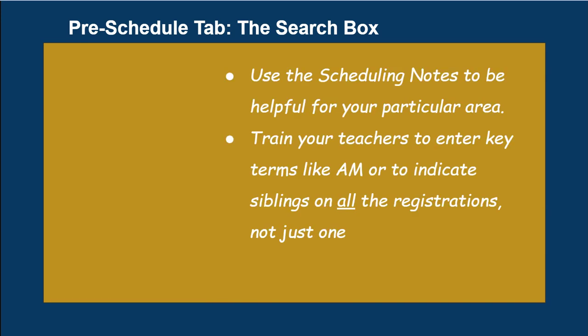The scheduling notes on the registrations are designed to be flexible. Decide what is most important for your area and schedulers, and then train your teachers. The search box in the Pre-Schedule tab allows you to search many ways, but first teachers must do their part and indicate scheduling requests on their registrations for their search to be effective. So take time to train your teachers as to how to enter scheduling requests in their registrations.